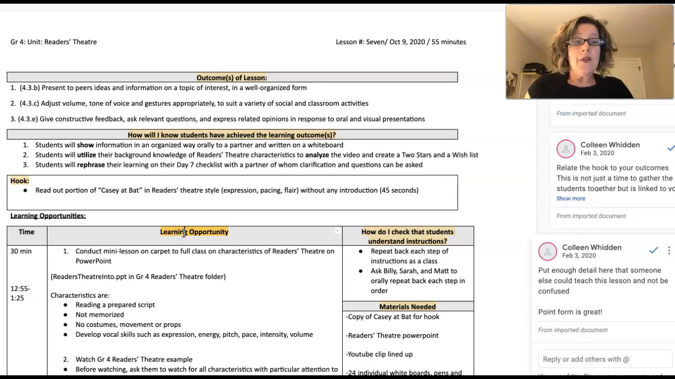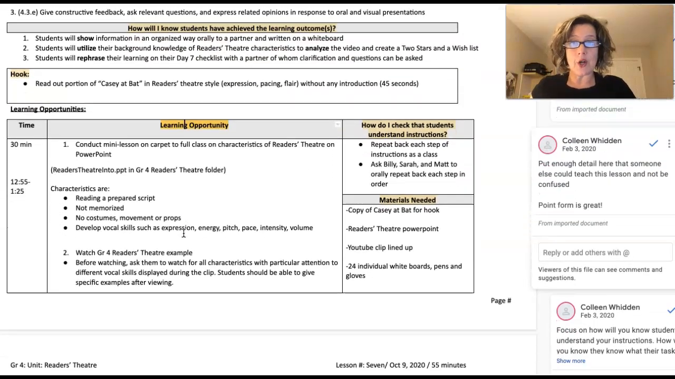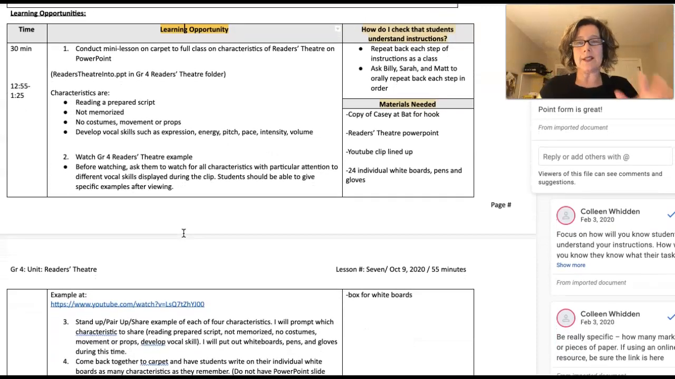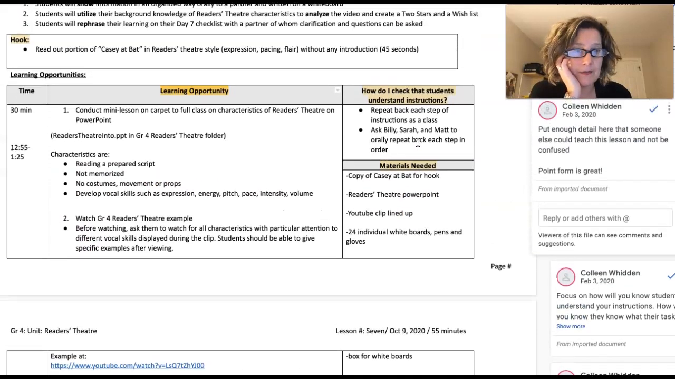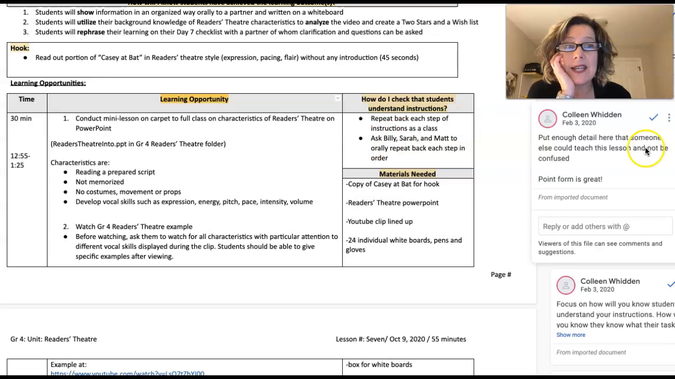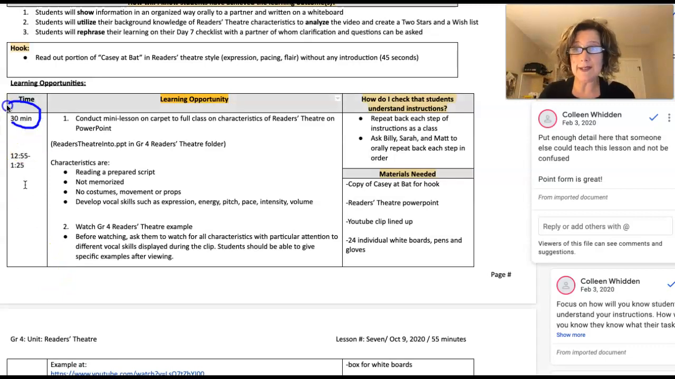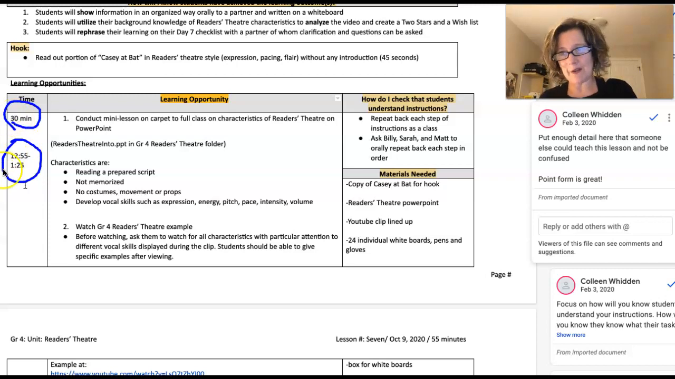Okay, then we go on to the learning activities, the learning opportunities. This is kind of probably what you think lesson planning is, and it's definitely here. Put enough detail again in here that someone else could teach this lesson. Point form is great. So you don't have to have big long sentences, because in the moment you're not going to have a chance to read all these sentences. So here we go. I put my actual time here. I have my actual how many minutes, and then I actually have my time, because again, when you're in the midst of a lesson, sometimes you're like 30 minutes, when did I start? But if you have the actual time, you're good.